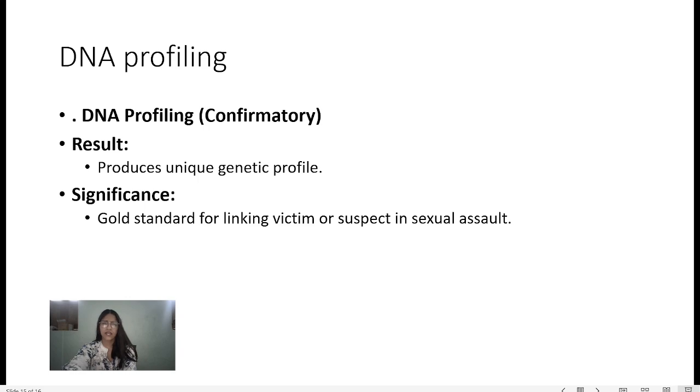So the next one is DNA profiling. This is also a confirmatory test, as we know. Vaginal secretion also has epithelial cells in it with nuclei. So the DNA can be extracted from those cells because they have nuclei, and then we can perform profiling. The result is a unique genetic profile of that person, right? So we can link the suspect and victim to a crime scene, to a sexual assault.